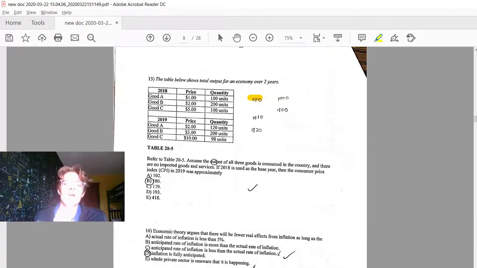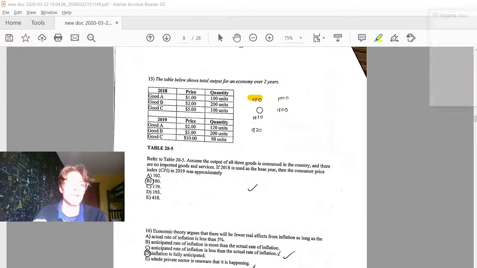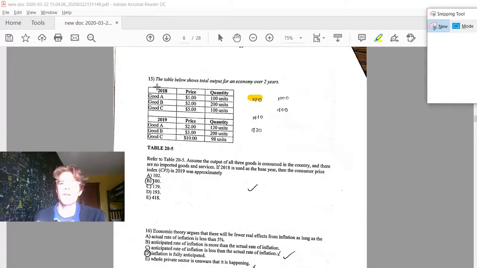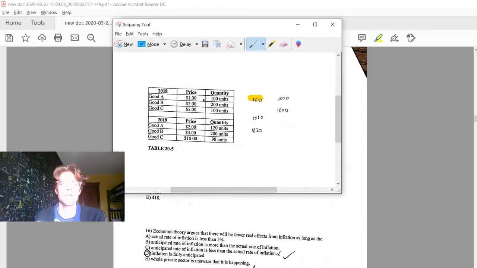And then we have to find out how much it goes up by. So what you do is we calculate GDP in the base year. So I'll take a snip of this and go through it. I'll take this too, just in case.